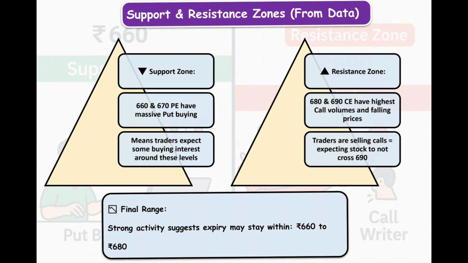Based on all this, we can draw some key levels. Resistance around 680 and 690 thanks to high call selling. Support forming around 660 and 670 due to heavy put buying. Most likely expiry range? 660 rupees to 680 rupees.